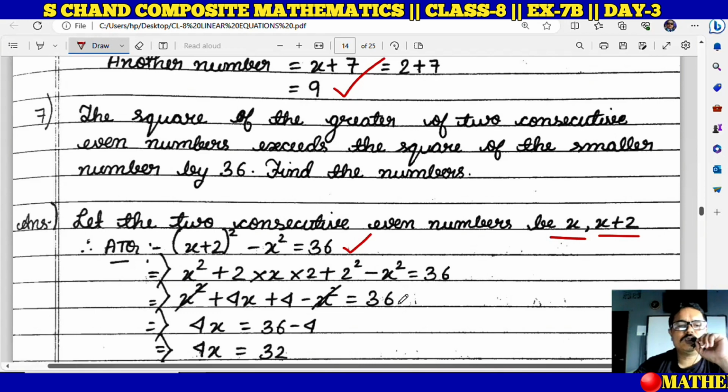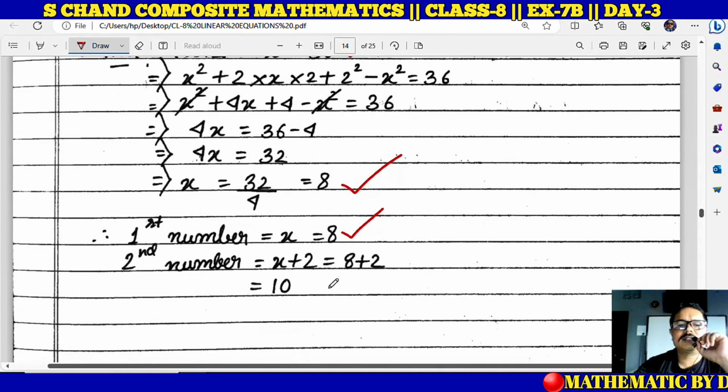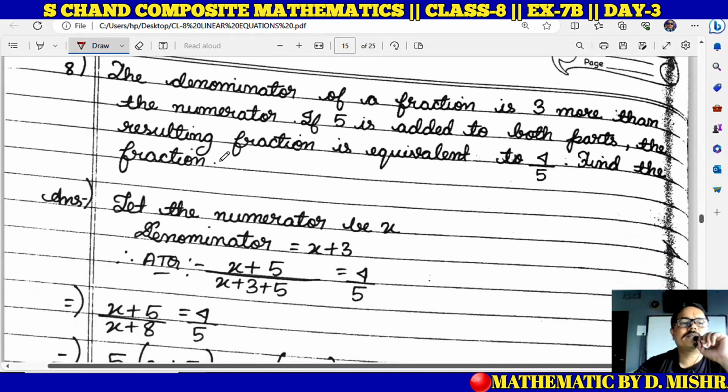Now simply you need to solve this equation as it is shown here. So x will come out as 8, and in this way the first number is 8 and the second will be x plus 2, that means 10. So I hope you all are understanding the question and its answer.